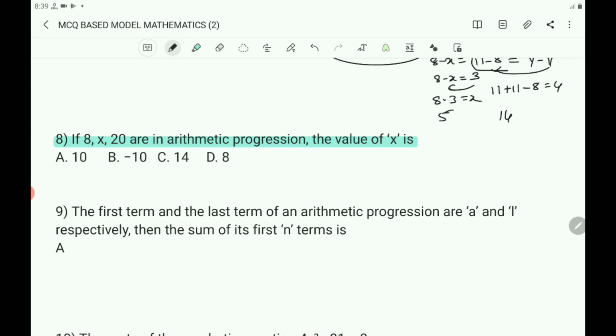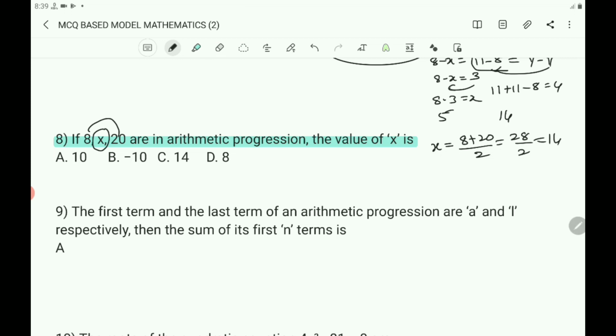Here you know that the x is the average of this 8 and 20. So directly you can get x equals 8 plus 20 by 2. If three terms are in AP, middle term is the average of the first and the third. So you will get 28 by 2, that is 14.